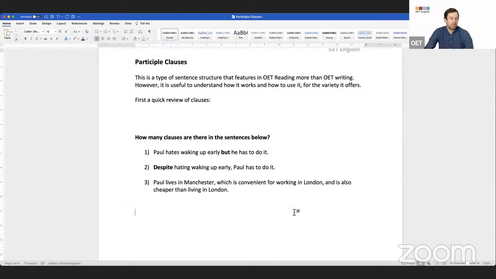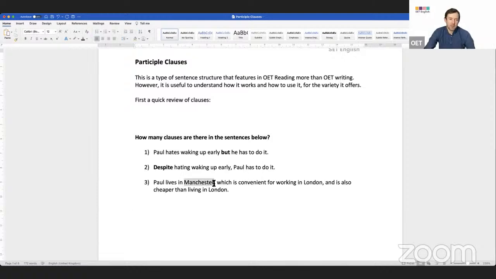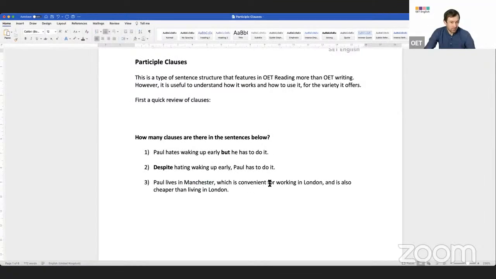What do you think it means? Now, do you feel like Manchester's close to London? No, it's far away. It's far away, but actually, you can get the train to London in 2 hours from Manchester. So that's what I'm saying. So you can get the train down to London and it's convenient. You can get the train back very easily, but it's also cheaper than London. That makes sense, Asia?